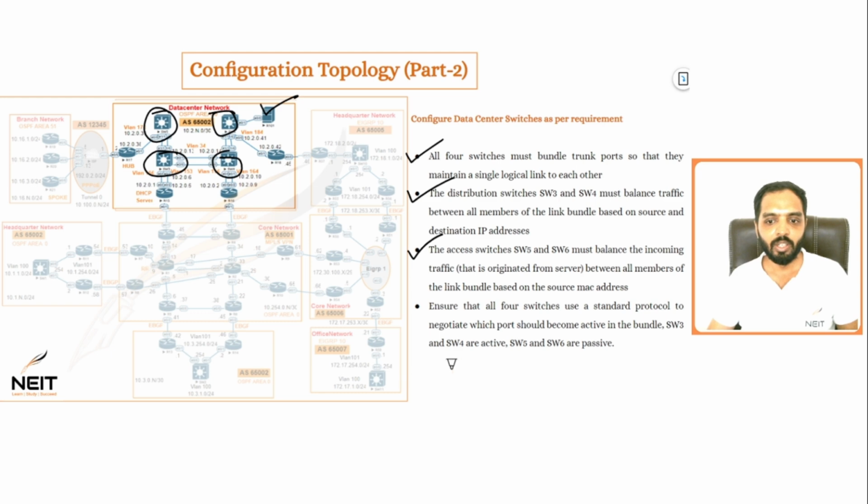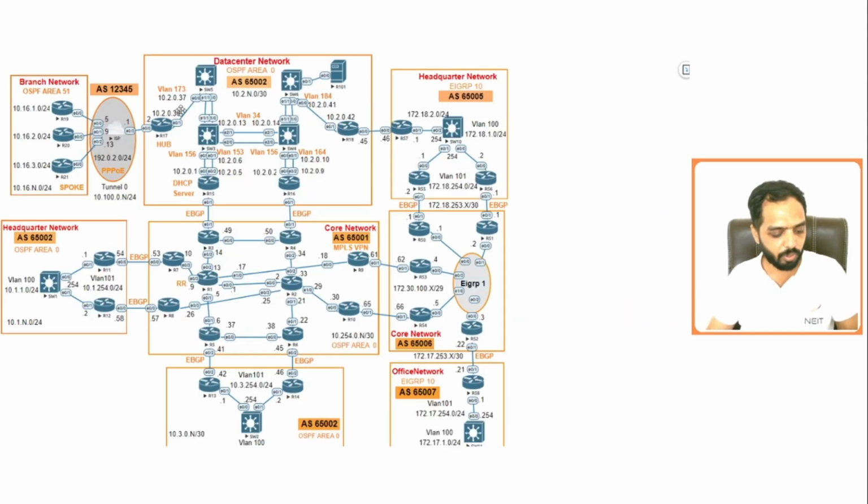Then at the end we have to ensure that all the 4 switches use the standard protocol to negotiate which port should become active in the bundle. So switch 3 and switch 4 will be in active mode and switch 5 and switch 6 will be in passive mode. Okay, so we have to configure LACP here. So let's start with the configuration.